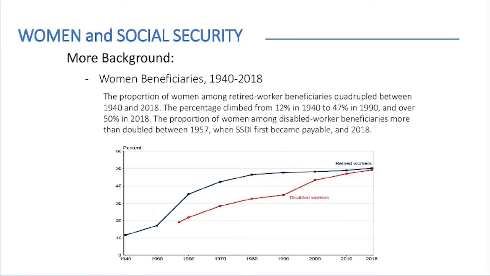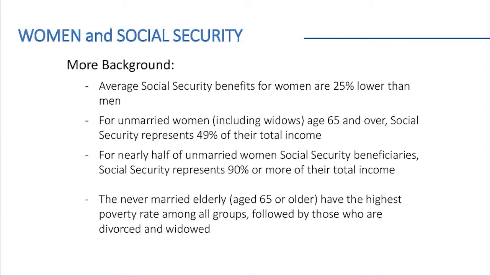All right. So as you can see from the slide, we have increased our participation as retired worker beneficiaries. So let me go into more background. As some of the things we said earlier, our benefits are 25% lower than men's. Social Security plays a big role in women's lives as we age and are over 65. And like I said, it's nearly half, as you can see in the third point, of unmarried women Social Security beneficiaries. Social Security represents 90% or more of their total income. That's important to realize.